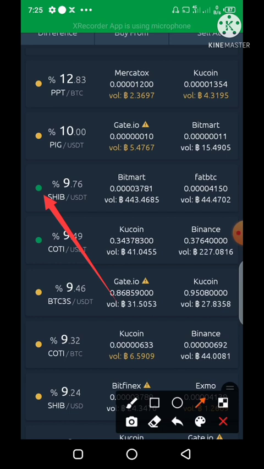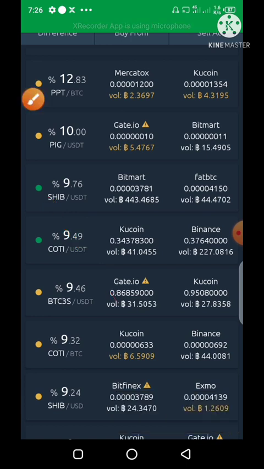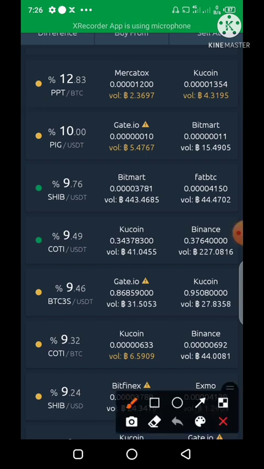As you can see here, when you buy it from Bitmart and transfer it to Part BTC, you will make a profit of 9.76%. You buy it at a price of 0.0003781 and you sell it at a price of 0.0014150.